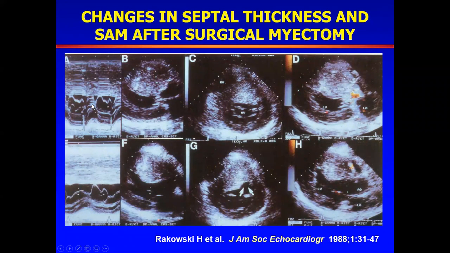Example of SAM on M-mode before myectomy and after myectomy, it is relieved. And you can also look at the short axis views. In panel C and panel G, you see the bite that took place. For myectomy results to be successful, the surgeon has to resect a good amount and not be timid. In most cases where repeat myectomy is needed, it is because either something was present that wasn't recognized, like an anomalous papillary muscle insertion, or too little resection took place.